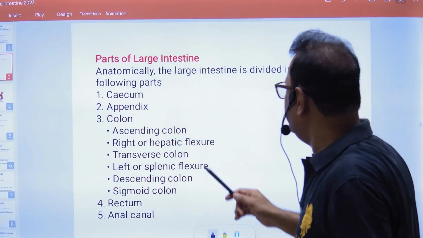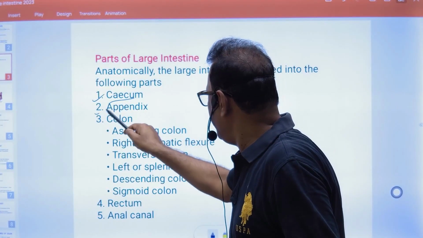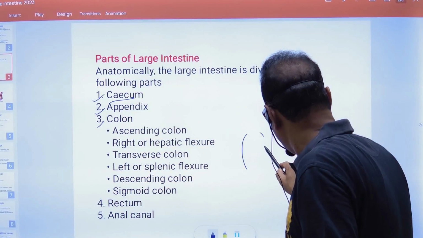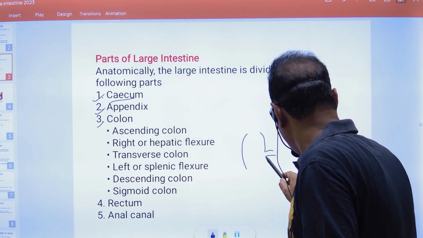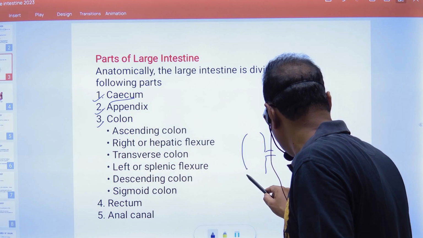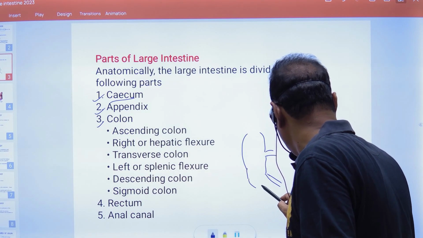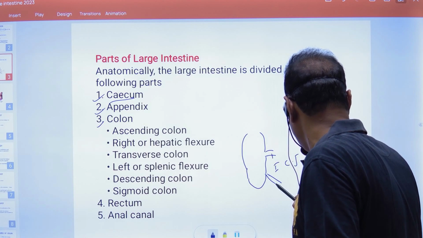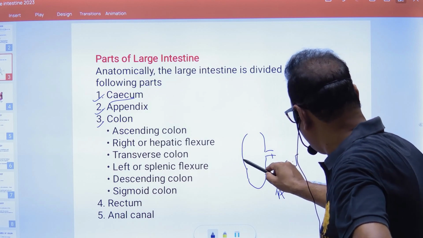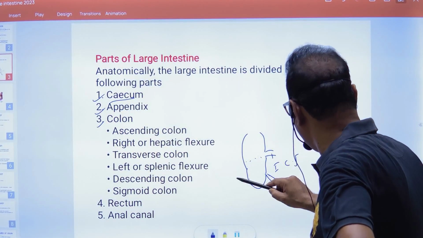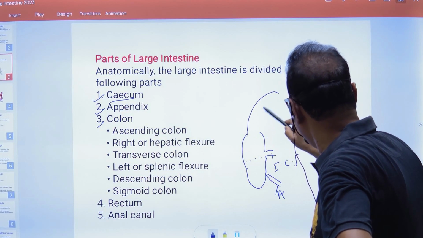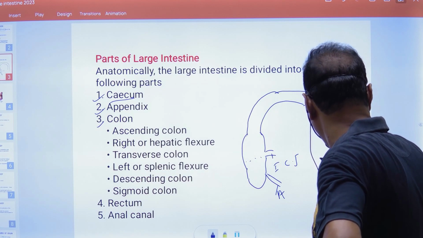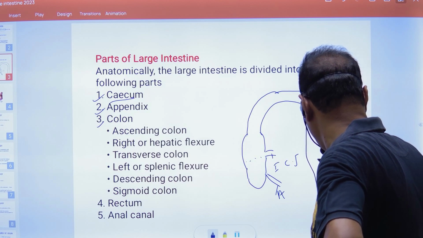The parts of the large intestine are the cecum, appendix, and colon. We draw this diagram. The cecum starts from the ileocecal junction. This is the ileocecal junction. This is the appendix, and this portion is the cecum. We have the ascending colon over here, then the transverse colon, then the descending colon. We have the sigmoid colon, then the rectum, and finally the anus.